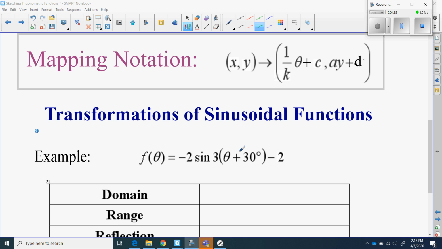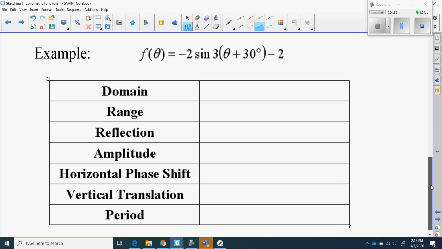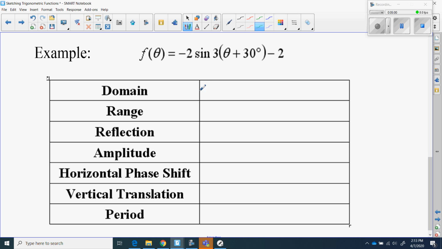If we just take this function here and try to identify its properties, let's fill in this chart below. Let's start with the domain. Remember, domain is any number on here that your graph could take on. There's nothing to say the angle couldn't be any particular value, so it could go the pattern forever in both directions. So we say theta could be any element of the real numbers.